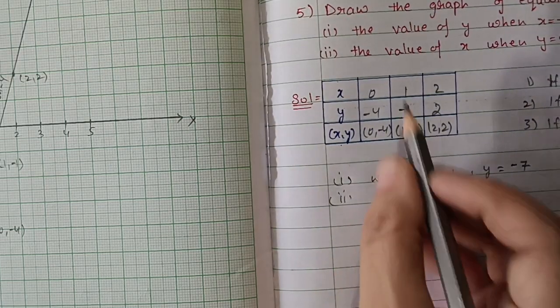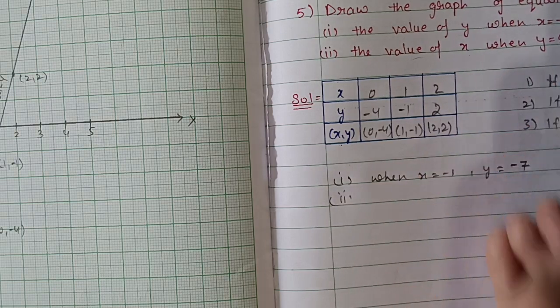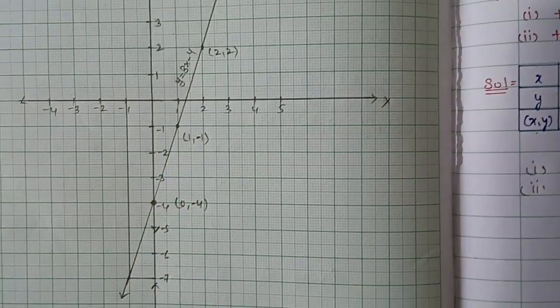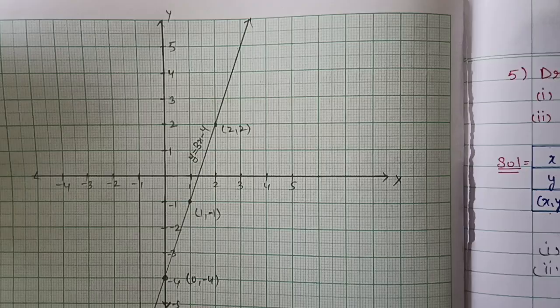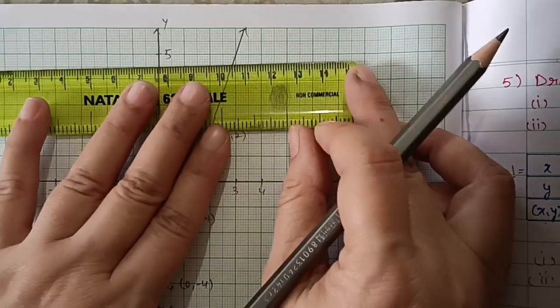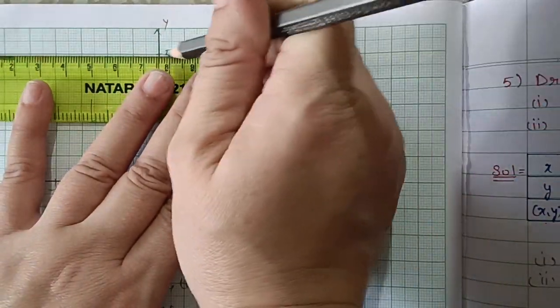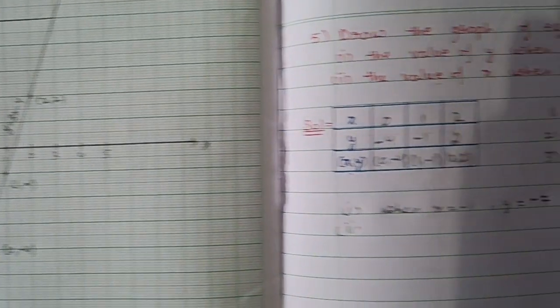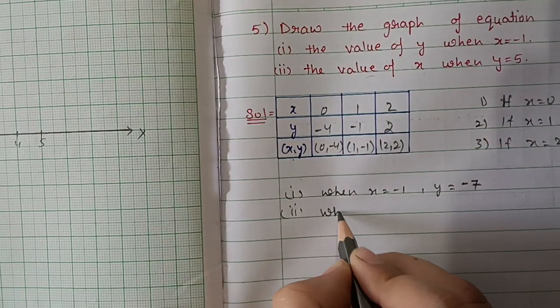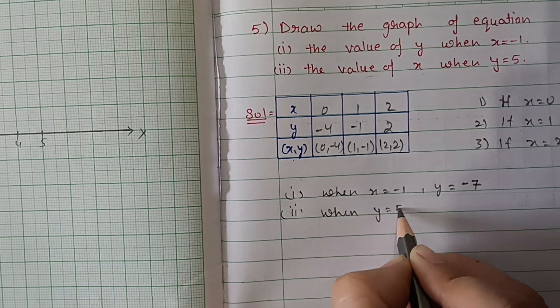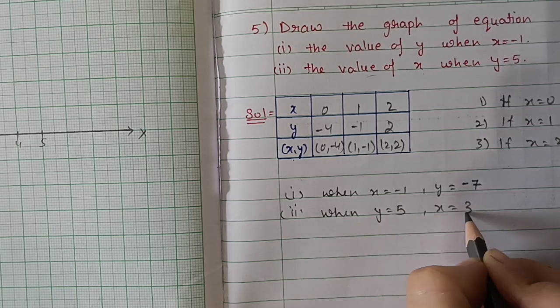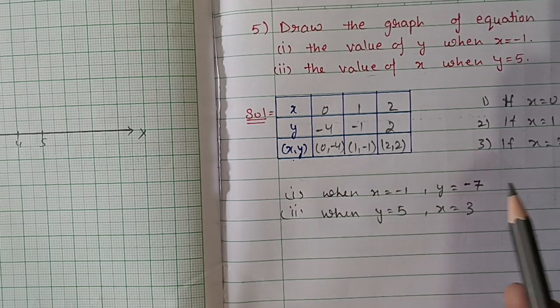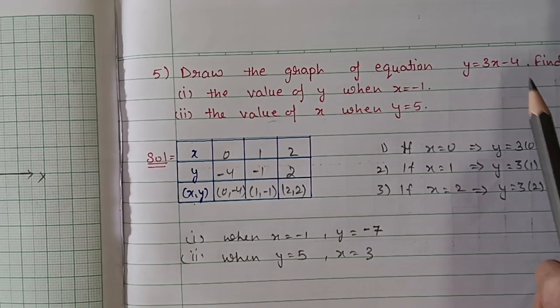Second, the value of x when y is 5. So y is 5, we will check. Y is 5 will be up. Y is 5 here, and accordingly x value is coming 3. So when y is 5, x value is coming 3. You can cross check your answer after substituting the values in this equation.